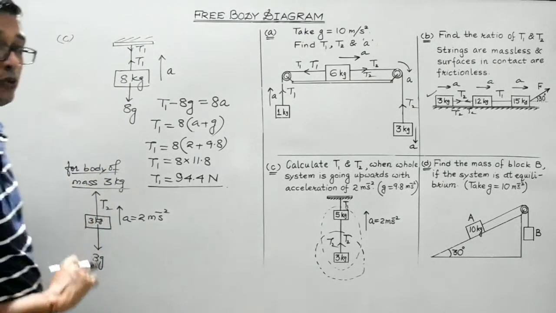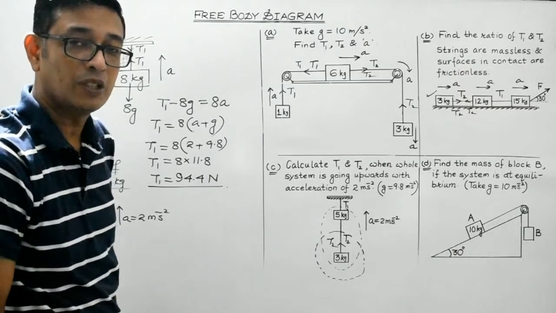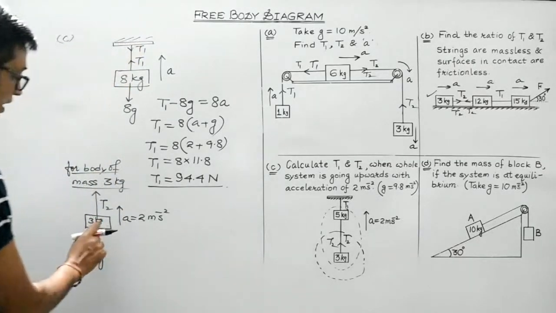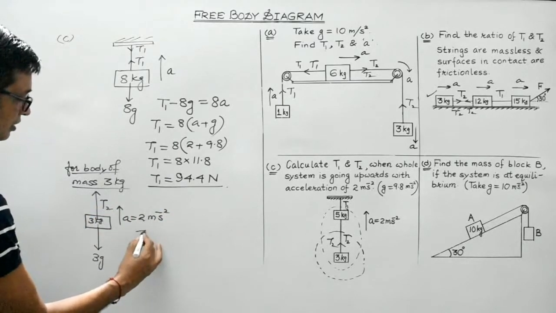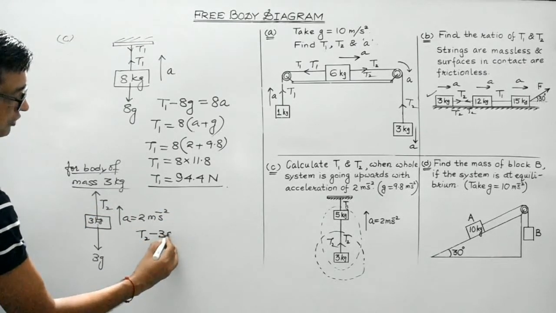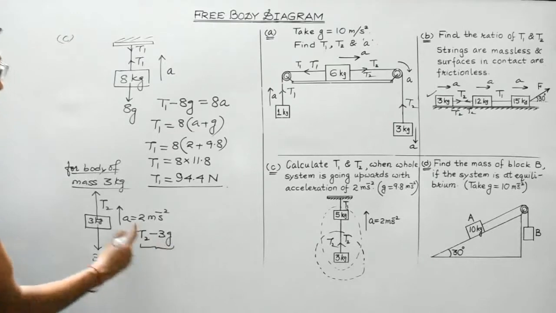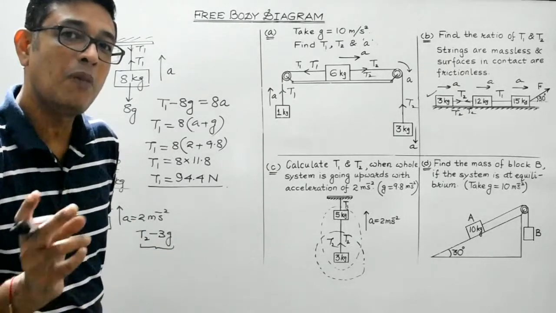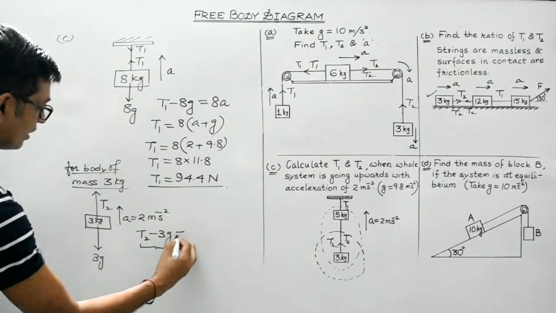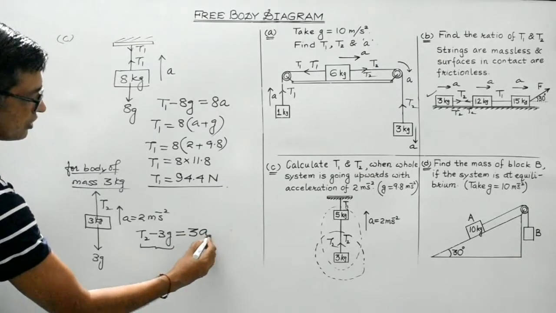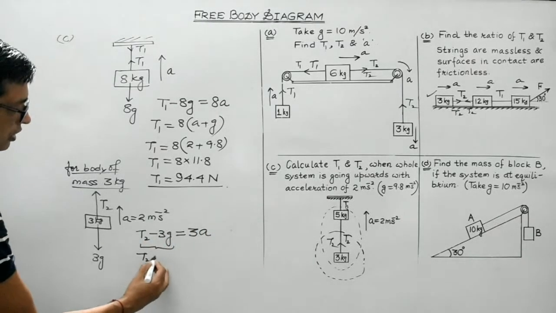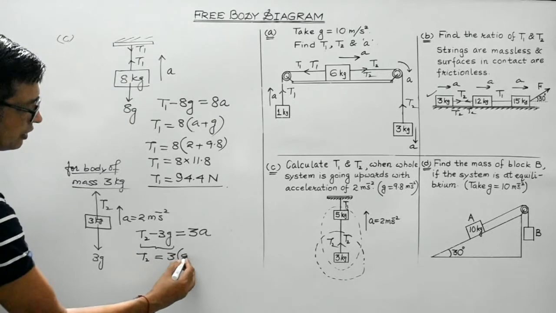So the upward force T2 must be the dominating one. It must be greater than 3g. Therefore, the net force acting on this body is T2 minus 3g. And net force is equal to mass into acceleration. So mass is 3 and acceleration is a. So let's find the value. T2 would be equal to 3 times (a plus g).